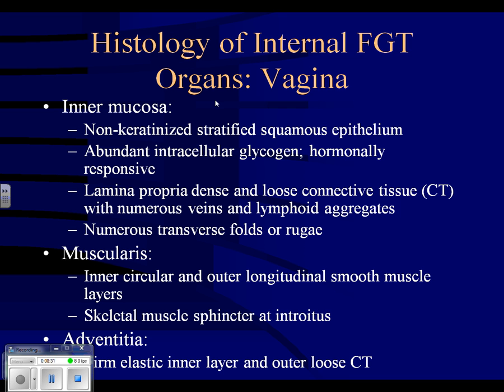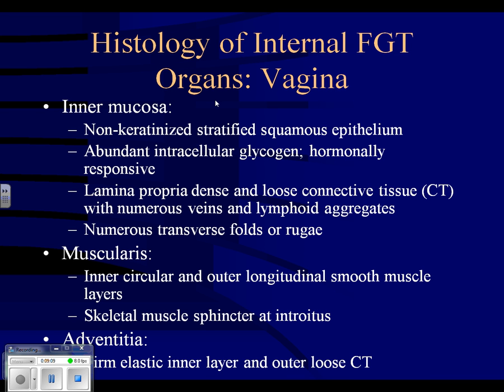So the lamina propria tends to have dense and some loose connective tissue with a lot of veins and a lot of lymphoid aggregates. So there's a lot of need for immunity in that area just to keep things from infecting. You see a lot of lymphoid cells that are doing that, basically the gatekeepers. There are a lot of transverse folds or rugae, particularly early in life or during childbearing years, and that tends to decrease after menopause. In the muscularis, you have two layers, an inner circular layer and an outer longitudinal layer. And then there's a skeletal muscle sphincter at the introitus.